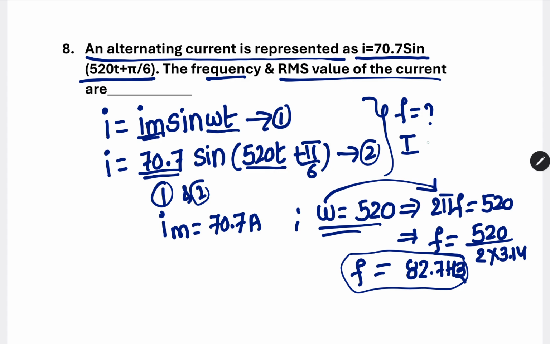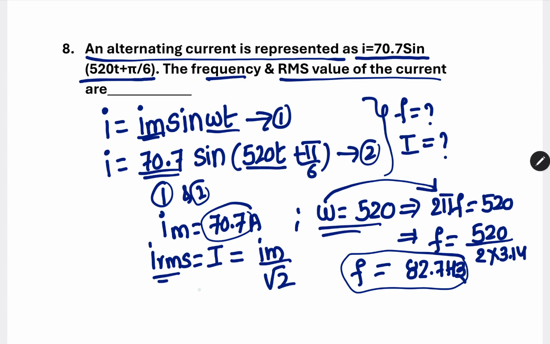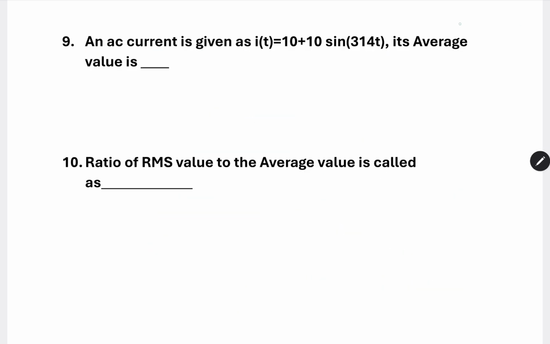And then the other thing we have to calculate is the RMS value of the current. IRMS, we represent with capital letters, is equal to peak value by root 2, Im by root 2. This is the formula for RMS current in case of the sinusoidal wave. The peak value of the current given is 70.7, so that is equal to 70.7 divided by root 2, and you will get approximately 50 amps. So frequency is 82.7, and RMS value of the current is 50 amps.